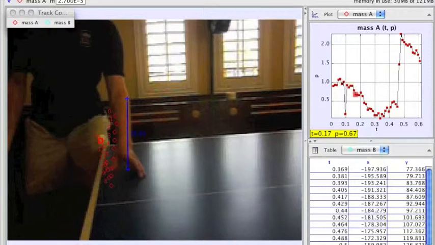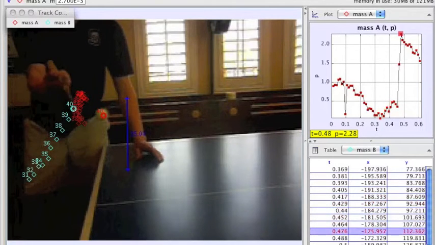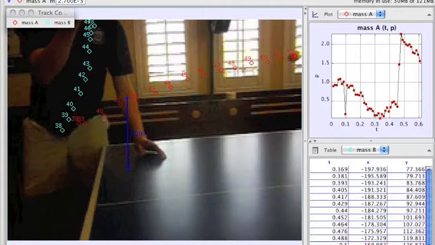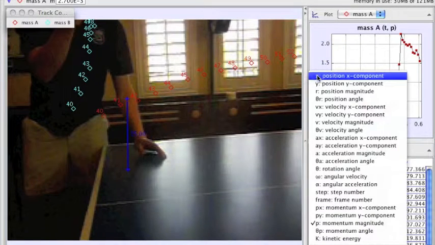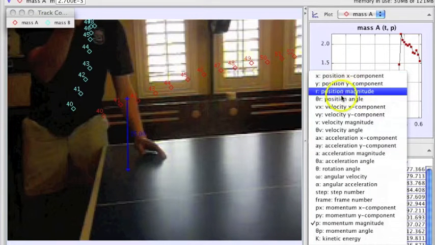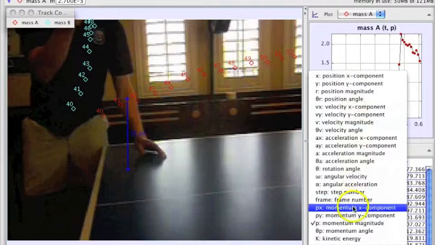Tracker is a software we use to help us with our calculations. In this video, we were capable of tracking the movement of the ping pong ball and the paddle. These position increments were recorded into data graphs that gave us the information needed for our equations. Some of the graphs we used were x component position, x component velocity, and x component momentum.